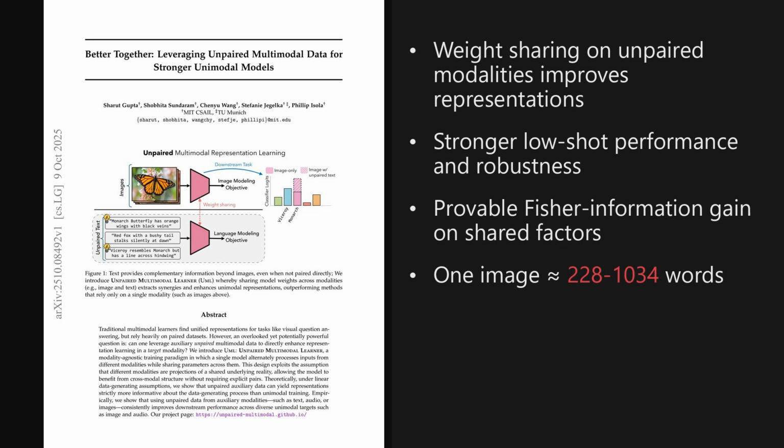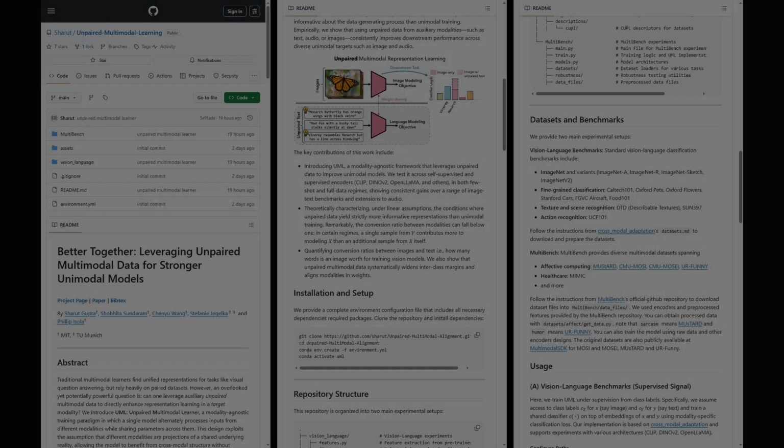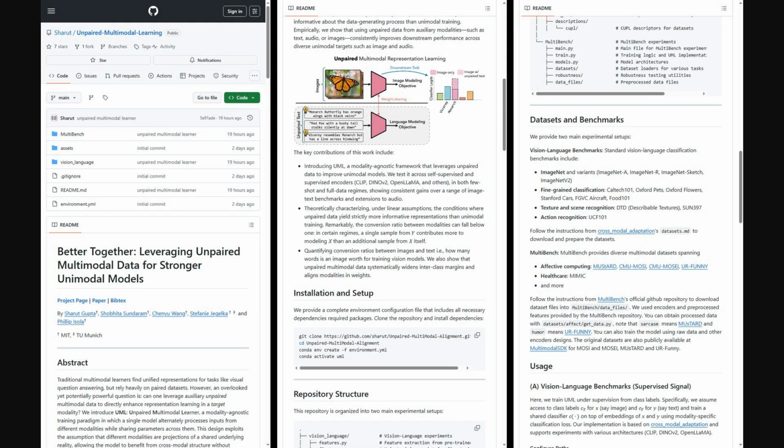The paper is titled, Better Together, Leveraging Unpaired Multimodal Data for Stronger Unimodal Models, and the implications for model training are quite significant. The approach shares weights across modalities, boosts Fisher information about shared factors, and delivers consistent gains on vision and audio tasks, especially in low-shot settings. Also, the authors shared an open-source repo.